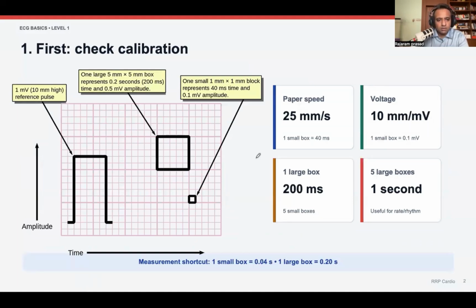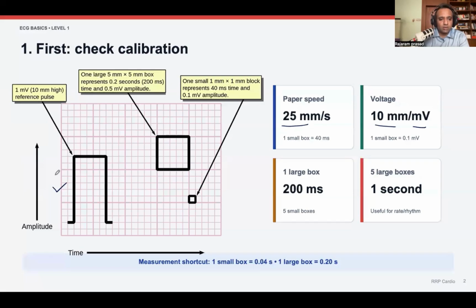So as you can see, first check the calibration. So calibration is very important. The paper speed should be 25 millimeter per second and the voltage is 10 millimeter per millivolt. So this is the calibration that is there. You should see this calibration. It will be available in all the ECGs.